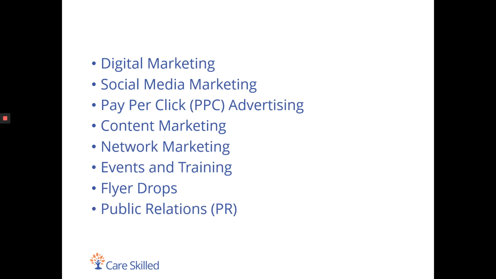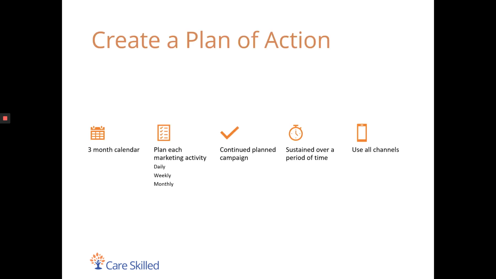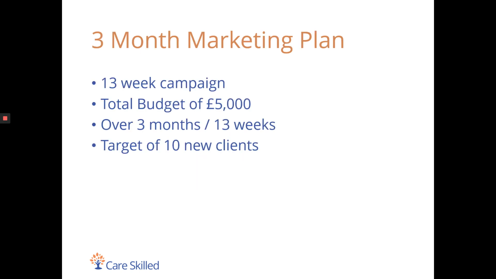There are the different channels we looked at, obviously in more depth than in the previous video. And it's about when you're going to use these at different times, because some of these you're going to do daily, some weekly, some monthly. But the aim is to have a 3-month calendar where you plan each marketing activity you do, whether it's daily, weekly or monthly, so that you develop a continued planned campaign. So it is a campaign, sustained over a period of time, utilizing all the channels that you've got available over a planned time. In this one, it's 13 weeks, 3 months.